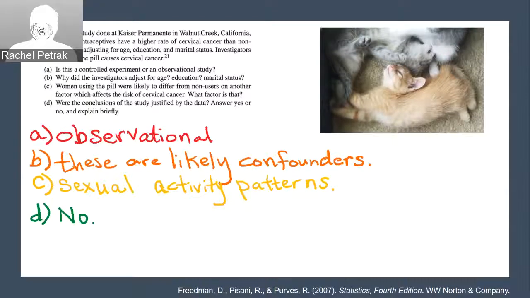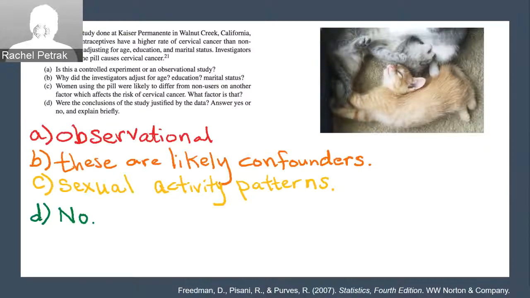We just don't have that kind of data here, and it seems that would be a conclusion that's overreaching, and a big reason why it would be so inappropriate to make here is that if we think back to item C, it's sexual activity that is really associated with the increased risk of cervical cancer more than the pill. Use of the pill is just associated with sexual activity. Okay.